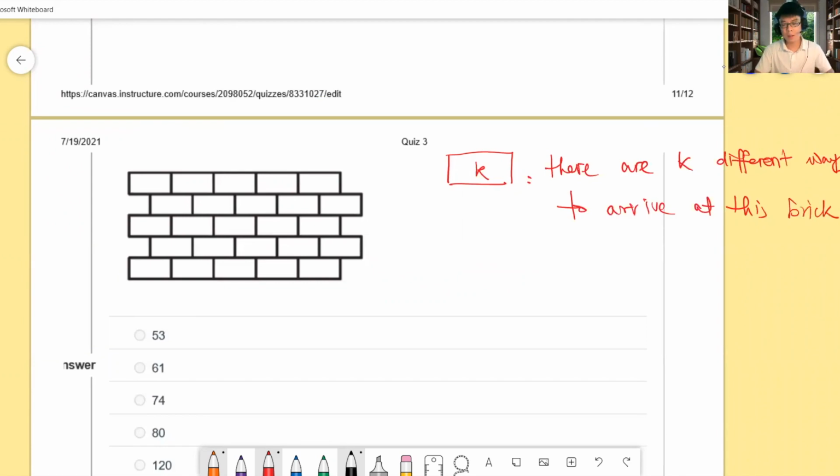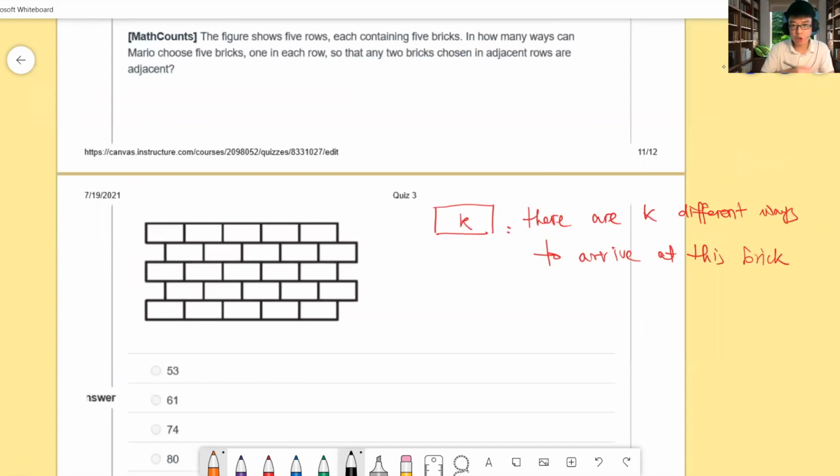Okay. Now let's start from the first row. For the first row, each brick we can just have one way to arrive because that's a starting brick. For the first brick, I have only one way to get there. Second brick, only one way to get there. 1, 1, 1. For each brick, there's only one way.